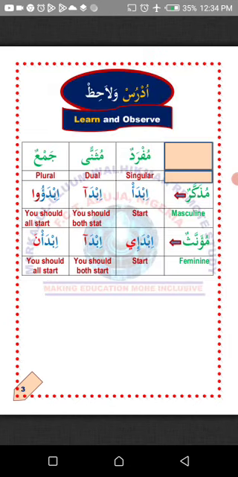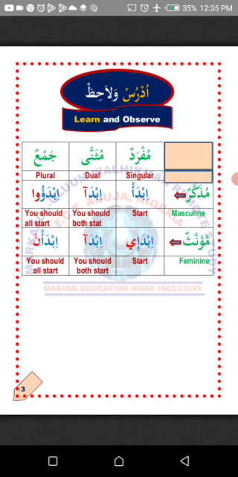Udrus, learn, and walahis, observe at the same time. Mufrad, singular; muthanna, dual; jam', plural. Mufrad, singular, is a word in Arabic that means only one. Muthanna, dual, is a word in Arabic that means only two. Jam', plural, is a word in Arabic that means more than two, from three upward. A plurality in Arabic starts from three upward, unlike English, where it starts from two upward.